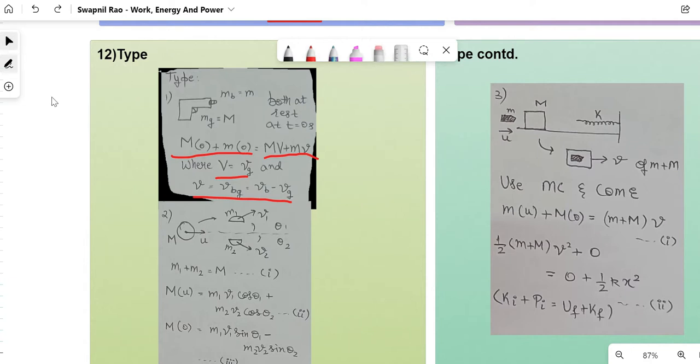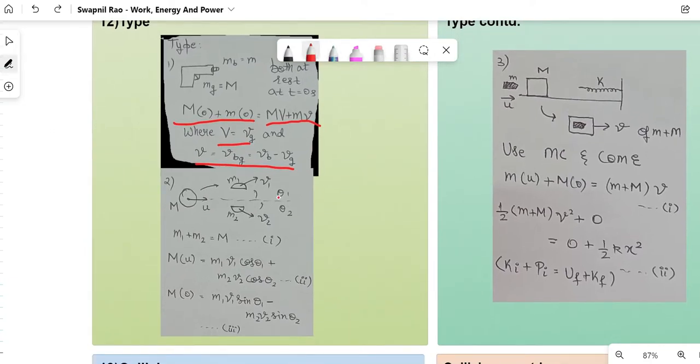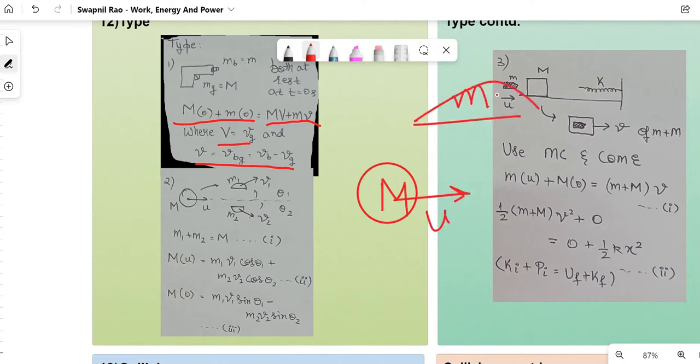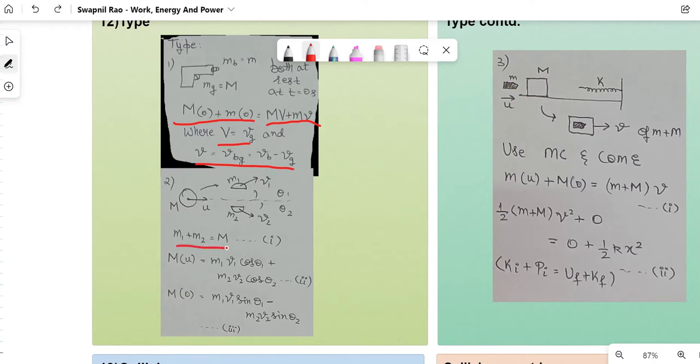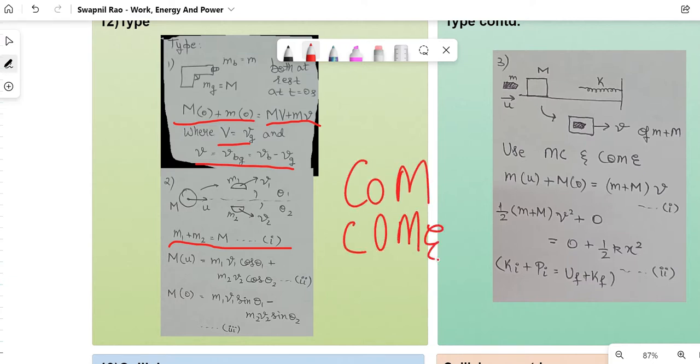And the next type of problem, which is an application of conservation of momentum, would be explosions. So let's say there's a body of mass M which is going along with initial velocity u, and then it explodes into two pieces of mass m1 and m2, such that when you add m1 and m2, it'll be the original mass. We have to write two equations, actually 2 to 3 equations. This is one equation that you have to know. The second equation that you have to write is momentum conservation. Always make sure that you write momentum conservation and energy conservation, COM and COME. These two are the most important equations for these type of problems.